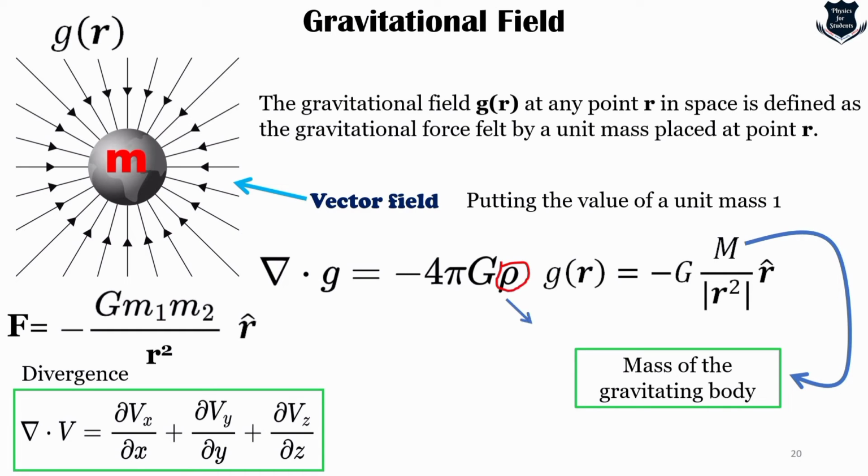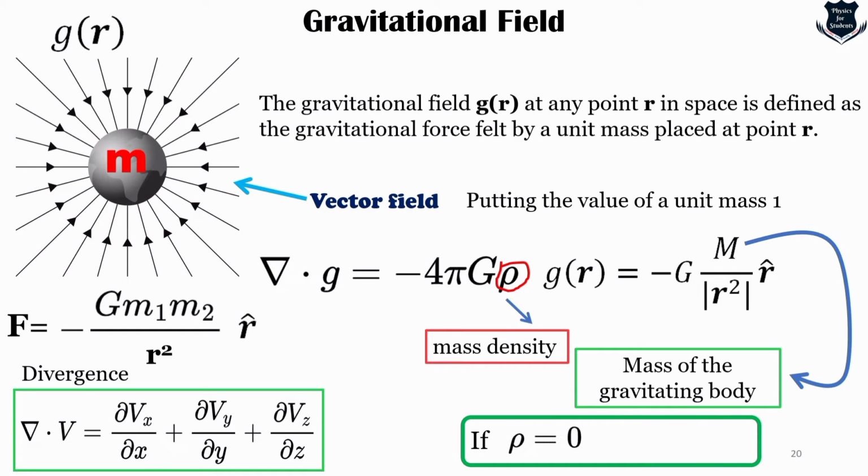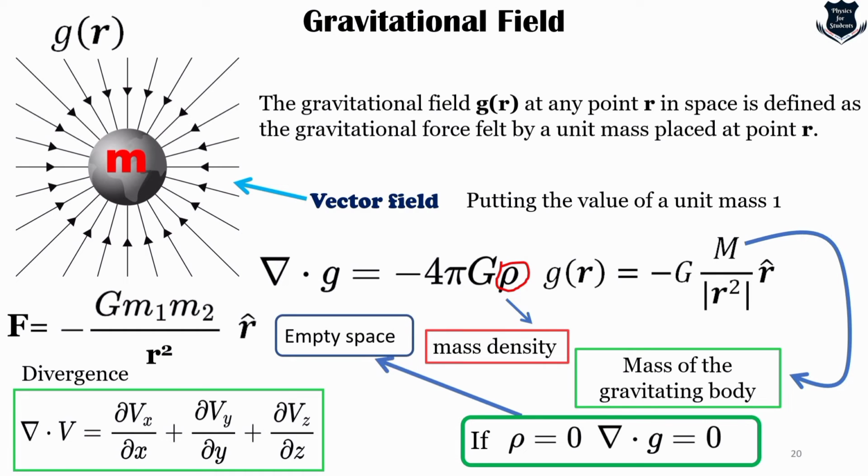Here rho, a Greek letter, denotes the mass density at that particular point. Evidently, if we are in a space where there is no mass, the mass density rho becomes 0 and the divergence also becomes 0. So this is to show you the basic concept of the gravitational field.